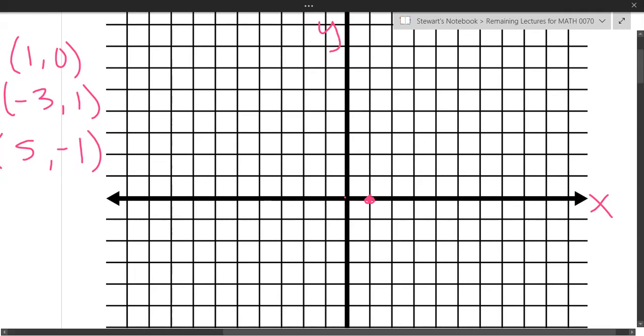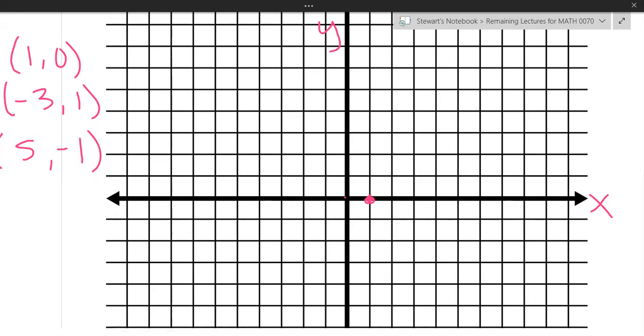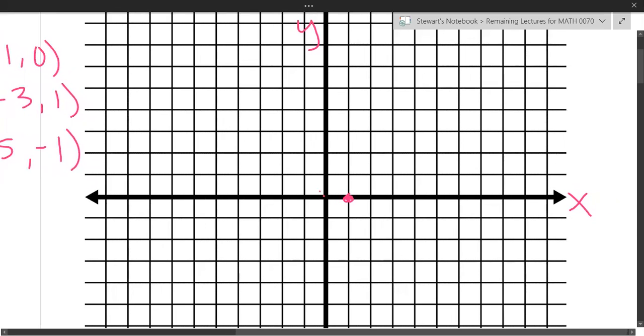So then we have -3, 1. So if we start at the origin, we're going to go 1, 2, 3 to the left. And then we're going up 1 because the y is positive. So that would put us right here. And then we have 5, -1. So we're going to go over to the right, 1, 2, 3, 4, 5 from the origin, and -1 for the y. So we're going to go down 1.